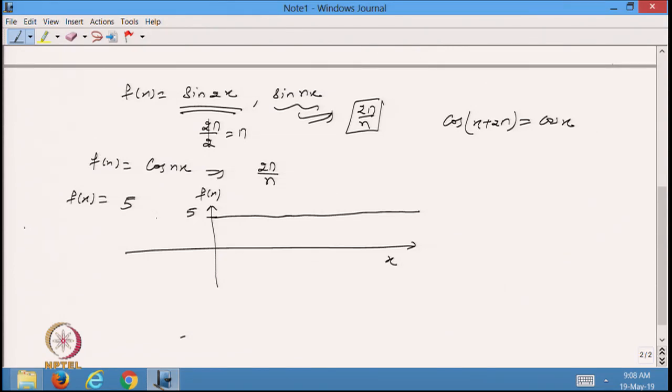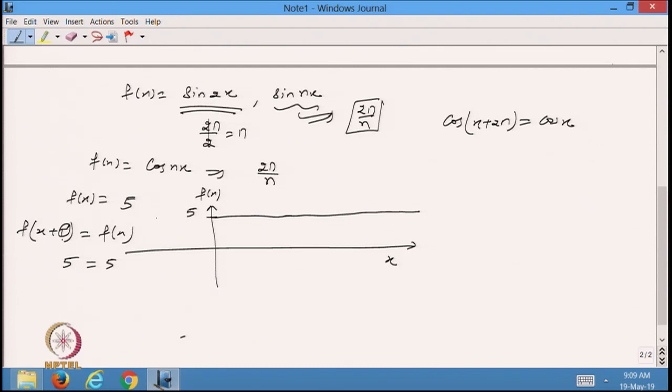Now, from here I can say that f(x plus T) is equal to f(x). So what is the value of this T? From here you can see that f(x plus T) is equal to f(x) is always true, because the right-hand side is always 5 and the left side is always 5, as this is a constant function. If somebody asks what the period of this function is, you can say any real number: if I take T to be 1, T to be 2, T to be 0.1, any real number, then this is a periodic function.